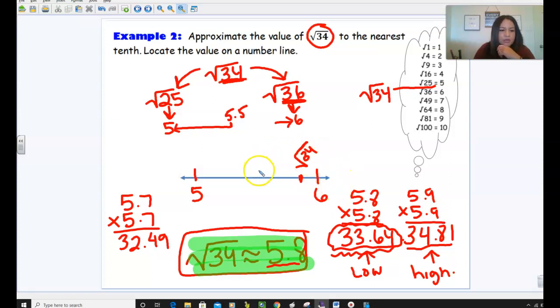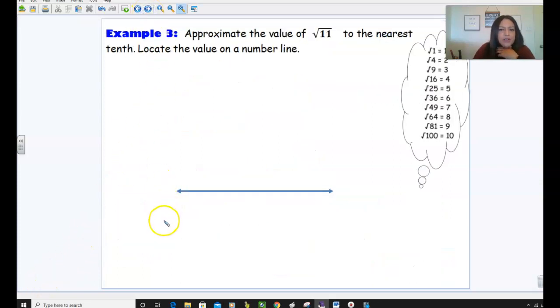So on the next one, you're going to try it on your own and then check your answer. Go ahead and try this one on your own.